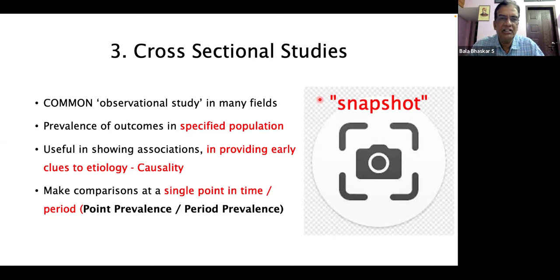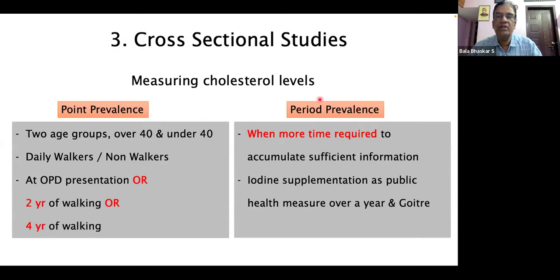Basically, they provide early clues to the etiology, like causality, and they generally make comparisons at a single point of time. So for example, they say, we operated on this type of fracture with this type of procedure. Then medical colleagues say, we encountered this type of infection. So this many patients we encountered, we gave this type of antibiotic, culture sensitivity was done, and these are the outcomes. These are the cross-sectional studies, and they make comparisons at a single point of time. It could also be a single duration of period. I mean, a limitation is there: it's not always a single point of time. We call them point prevalence and period prevalence. For example, if you are measuring cholesterol levels and trying to say that cholesterol levels will come down possibly with walking.